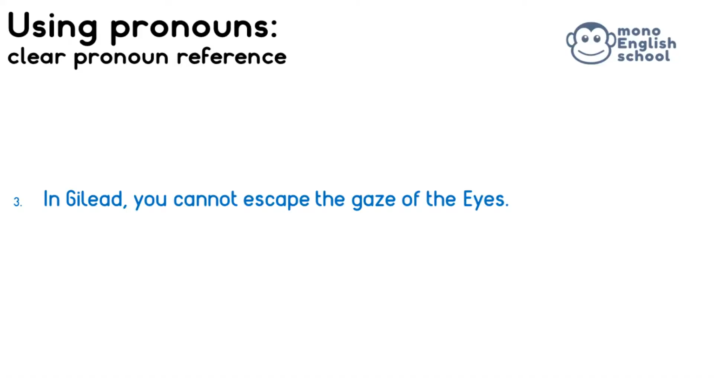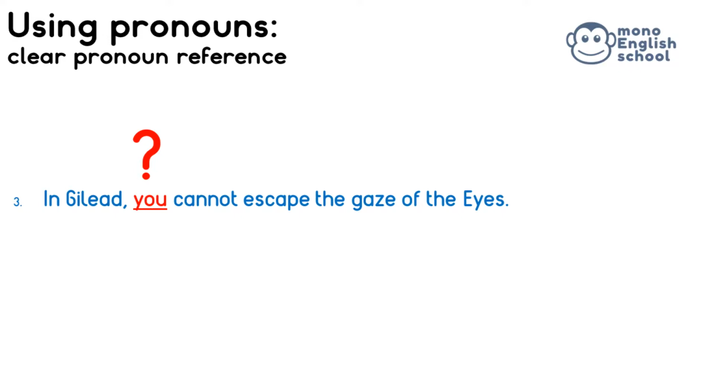Our final example. In Gilead, you cannot escape the gaze of the eyes. Once more, the pronoun, in this sentence you, reduces clarity. This is an example of vague writing. Who is you precisely?